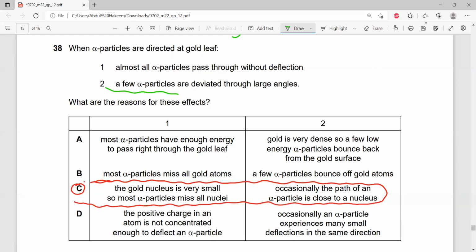And number two, a few alpha particles are deviated through a large angle. These are particles which are going to hit almost the center of the nucleus. They are deflected at a large angle. Occasionally the path of the alpha particle is close to the nucleus. When it is very close, both are positively charged, so there will be large repulsion and a large angle of deflection. So C is the correct option here.